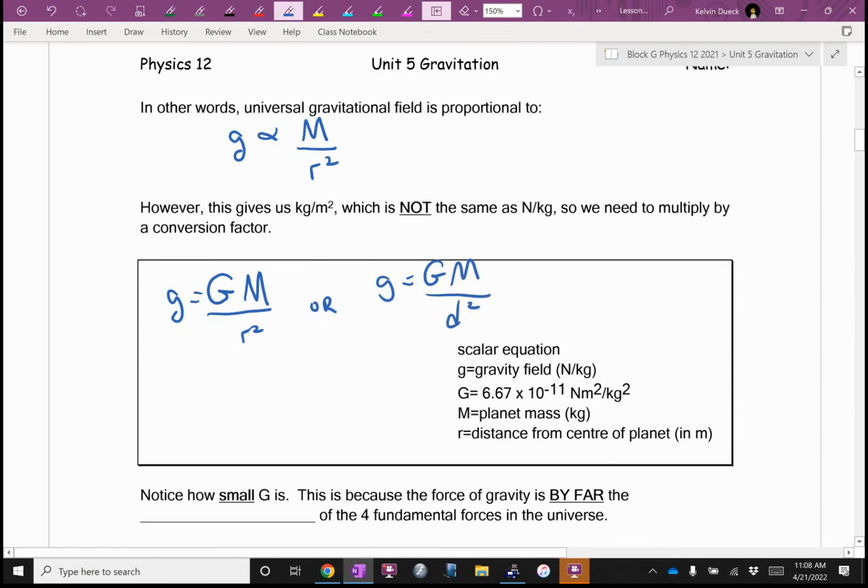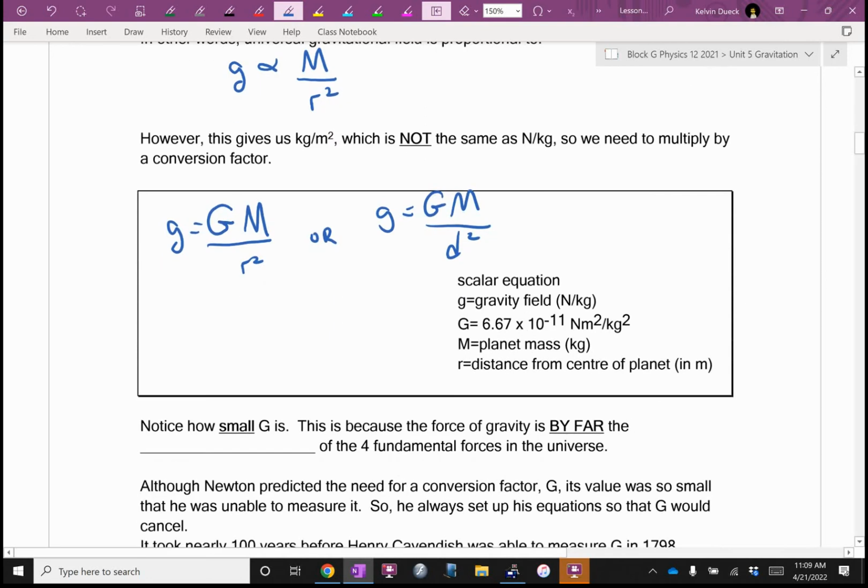Instead of R, they'll use a D for distance, but you're going to see in a few days why I'm using R, because we're going to bring in some circular motion and gravitation stuff in. Notice how small big G is. This is because the force of gravity is by far the smallest of the four fundamental forces in the universe.